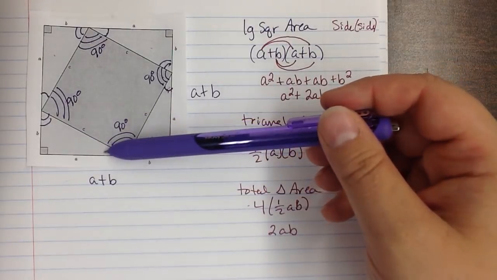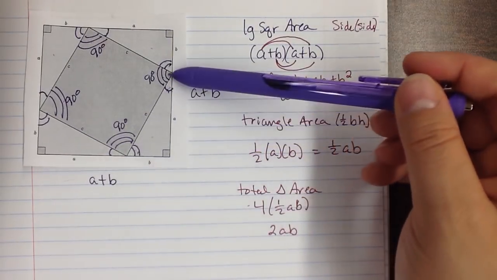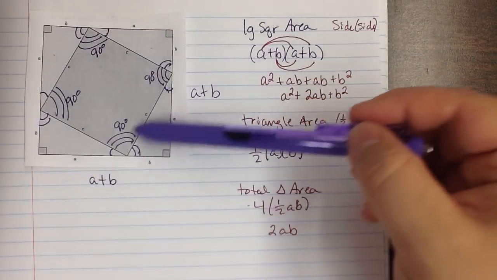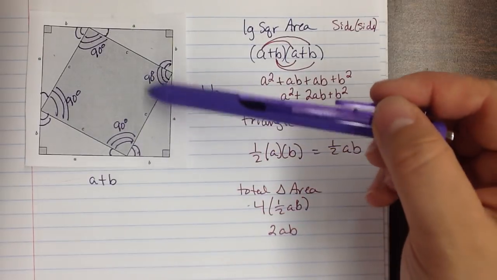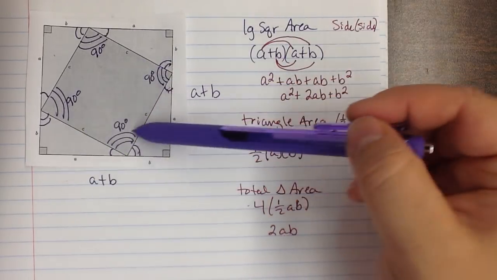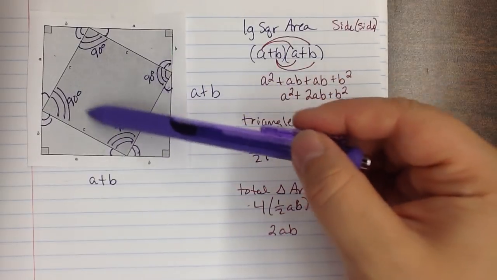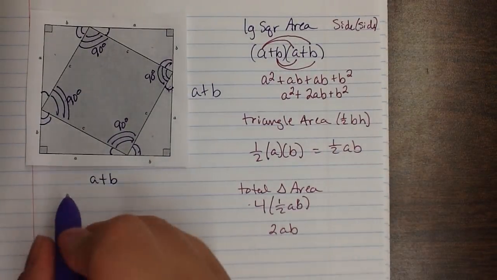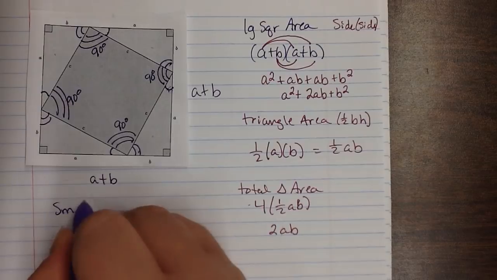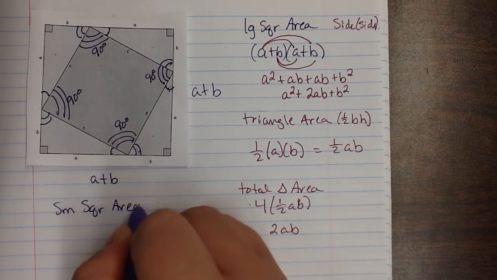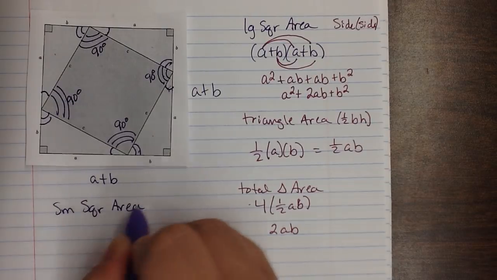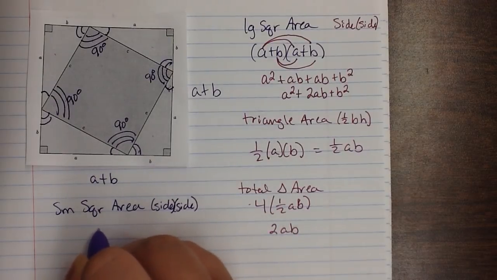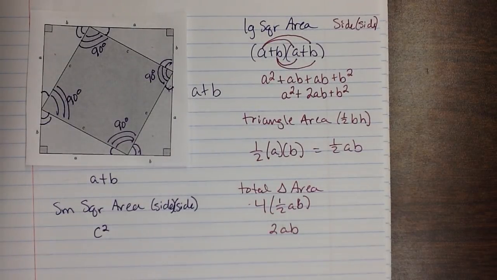So that means the figure with the side length of C, the small square, must be a square. It's a small square with 4 equal sides because they're all C, and 4 equal angles because they're all 90 degrees. So the area of the small square would be side times side, which is C squared.